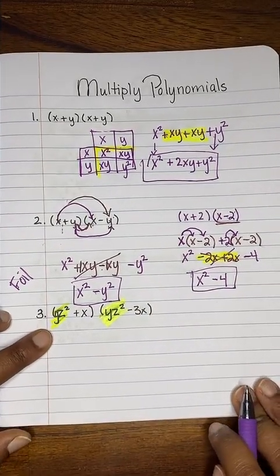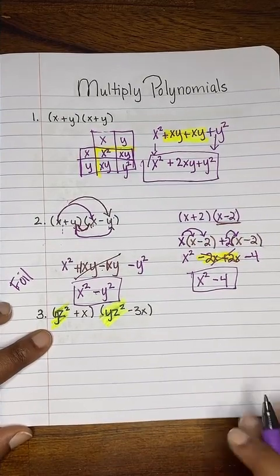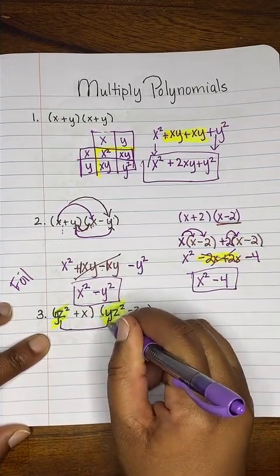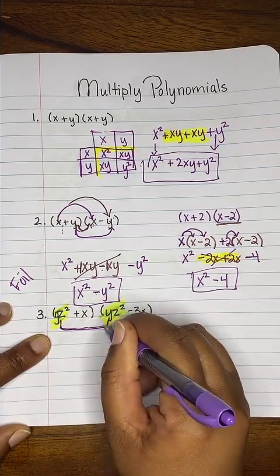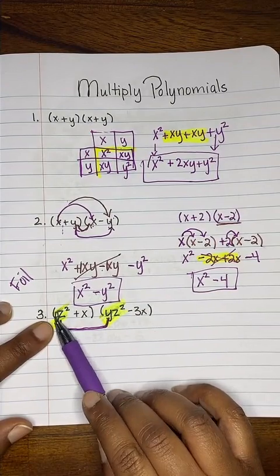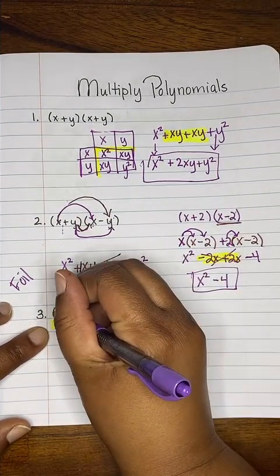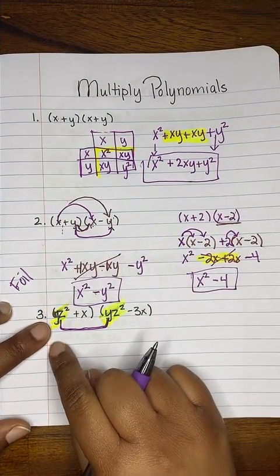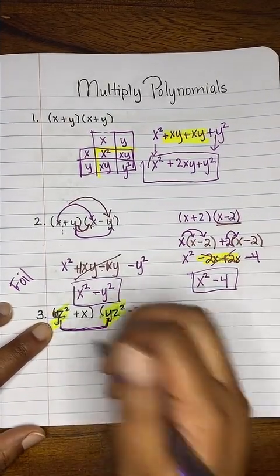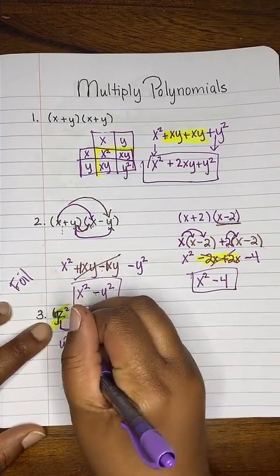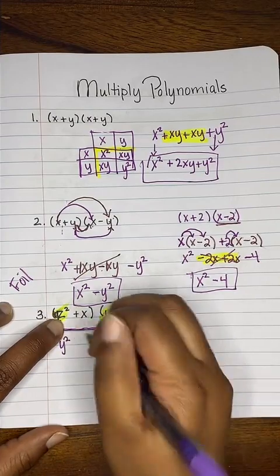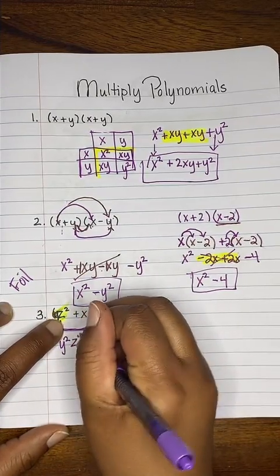Really sad. So we're going to do the FOIL method, okay? So I'm going to do first, okay? So I'm going to multiply these first. So y, that's a y, you guys. Sorry, it looks like a G, but that's a y, okay? And I wasn't writing it over, so sorry. So y times y is y squared, and z squared times z squared, 2 plus 2, gives me z to the 4th.